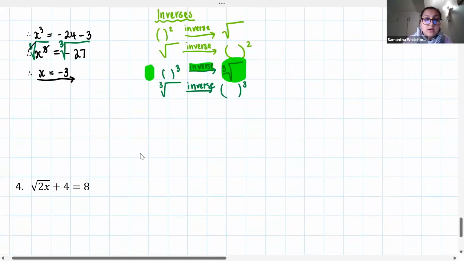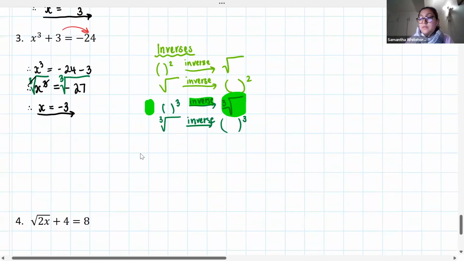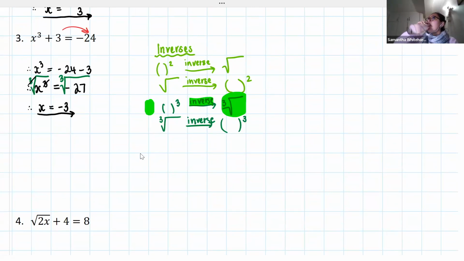Oh, sorry. I'll leave the inverses up there for you. Let's try question 4 down at the bottom there. I'll move it up now.